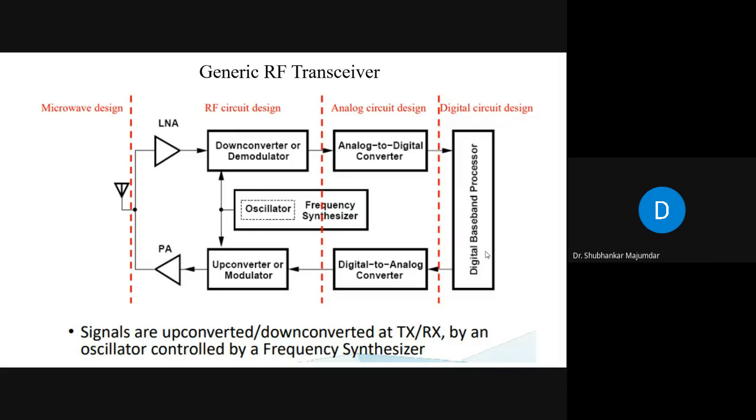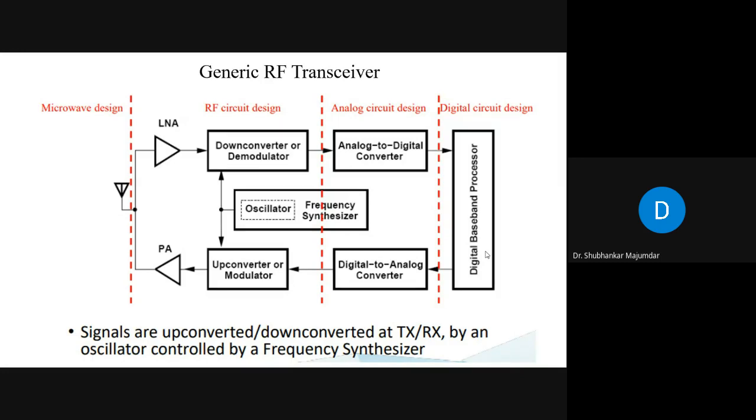Then the analog circuit designs are there, in which analog to digital converters or digital to analog converters are used. These are all known as baseband processing. Then come the digital baseband processors. You can easily design these baseband processors, and FPGA based processors can also be utilized to transmit data from one end and receive data at the other end. So this is the basic four subdivision of your RF transceiver design.